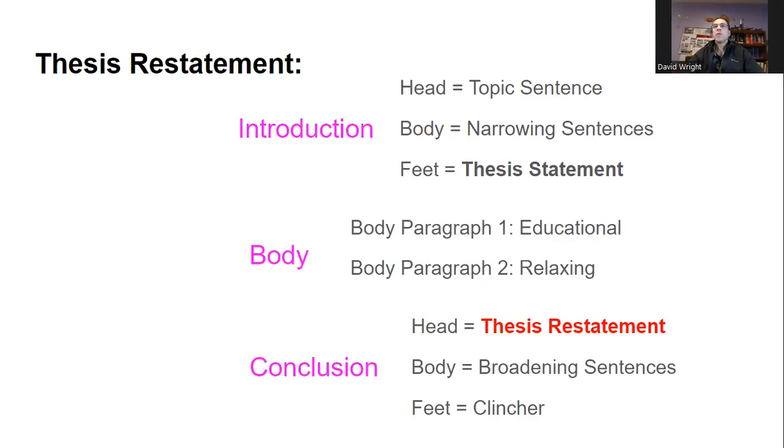This is where your thesis restatement goes. It is the head of your conclusion or the first sentence of your conclusion. Then you have the body part of your conclusion, which could include 1 or more broadening sentences. And finally, the feet, that's your clincher or your final sentence of your essay.